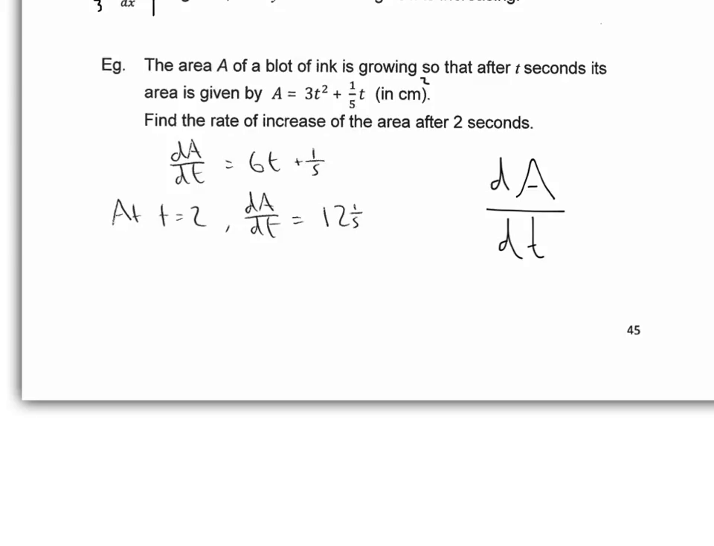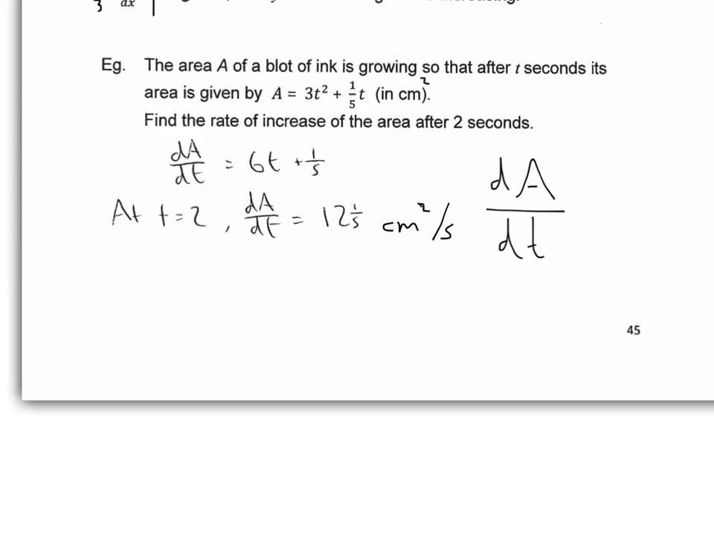So I get this thing here. This is my derivative. This is the differential of A with respect to t. It is dA dt. It is how A is changing with respect to time. There are lots of different ways of saying the same thing. And we're asked about a specific point at 2 seconds. When you plug 2 into this expression here, you will get the gradient at time t equals 2. And the answer we get is 12 1/5. So that is the rate of increase. And I should make sure I've got some units on that. That's 12 1/5 centimetres squared per second. That's its rate of increase at that particular time.